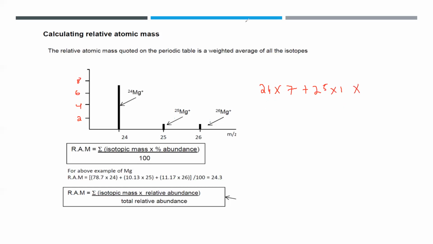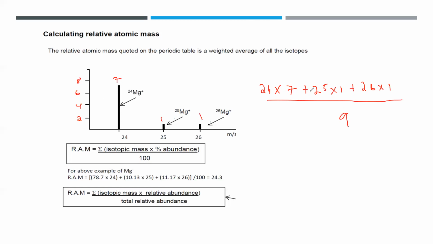plus 26 is approximately 1 unit. Then that is divided by the sum of the units. So what is the sum of the units? This was 7 units, this is 1, and this is 1. So the total sum will be 9.